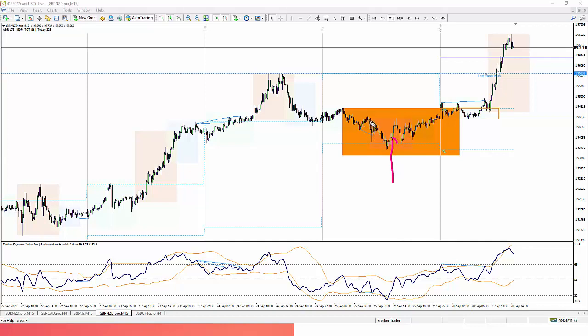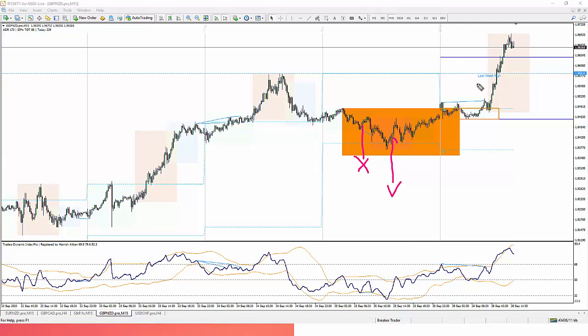We would have had a break when that low was formed. Yeah, so that would have been this breaker there. So we probably would have had a signal on that candle as well. So this one would have been a loser. This one would have been a winner.